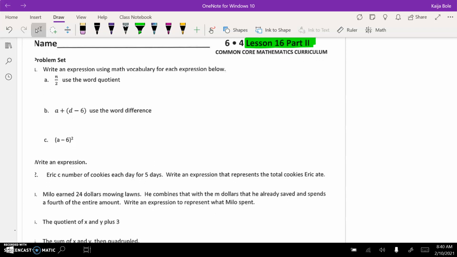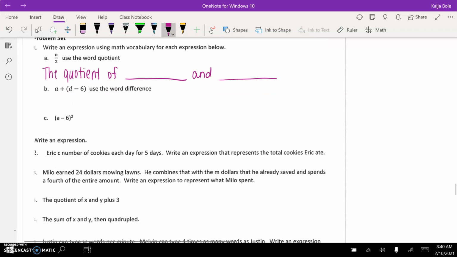Top section: write an expression using math vocabulary for each expression below. They're very specific, like in part A, use the word quotient. So remember, for quotient, it would be the quotient of something and something. Okay, so you're filling in the blanks there.